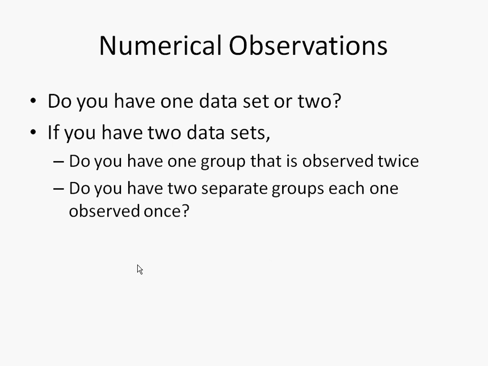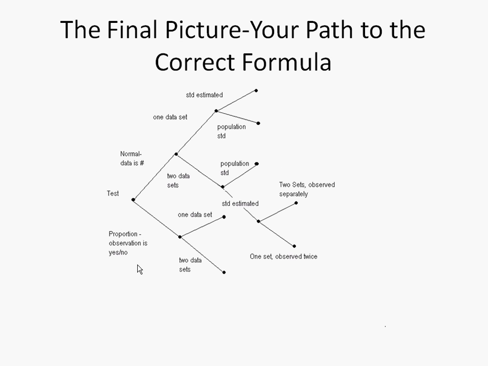Okay, so one data set or two, and when it's two data sets, do you have one group that's observed twice, or do you have two separate groups where each group is only observed once? That makes a difference. Here's the final picture. This is your path to the correct formula. If you go through this decision tree, you will end up at the right place, you'll find yourself the correct formula, and you're absolutely good to go, because at that point all you have to do is really plug in the numbers and the decisions pop right out in your lap. You gotta love problems like that.